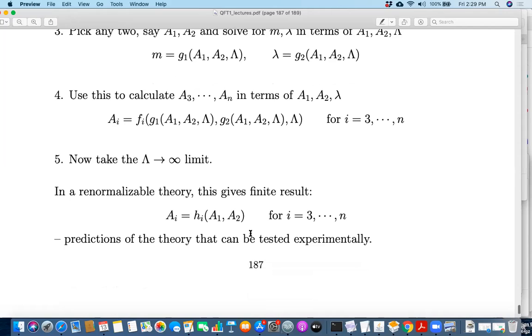So this then can be taken as a prediction of the theory, because this actually relates observable quantities to observable quantities, right? And as I said, because there are an infinite number of physical observables, you have an infinite number of predictions from a given theory, that you express all observables in the theory in terms of two observables, A1 and A2. So this is the way one extracts physical predictions of a theory like phi to the 4 theory, which has ultraviolet divergences, as you saw.